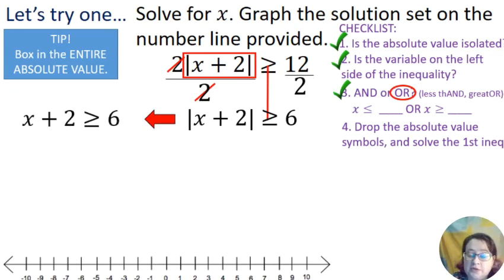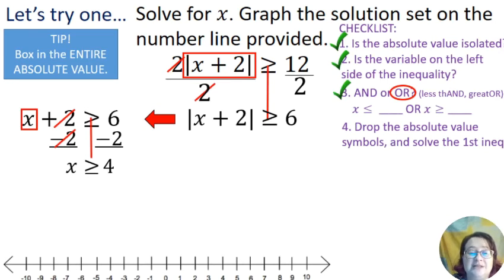So x plus 2 is greater than or equal to 6. Box in my variable, draw our line, use my inverse operation. So I have a plus 2, I want minus 2 on both sides. My 2's cancel. 6 minus 2 is 4. Now I have x by itself on the left, and I didn't do anything to change my symbol, so it's still greater than or equal to 4. Last step.